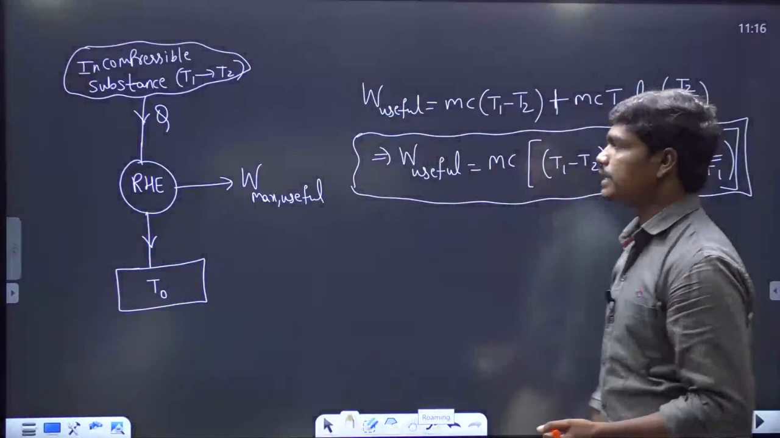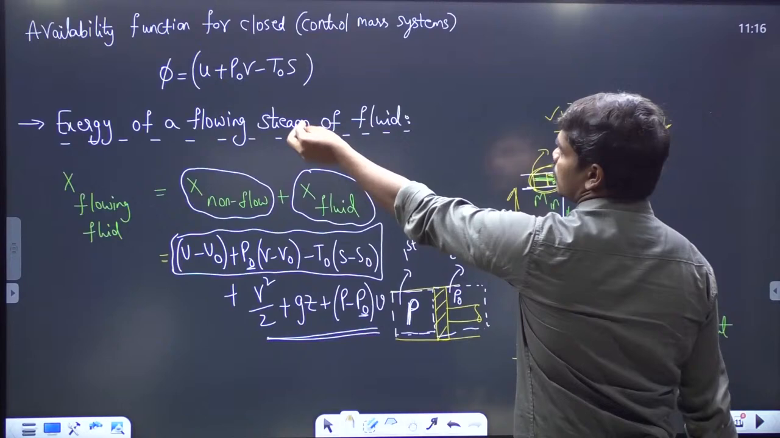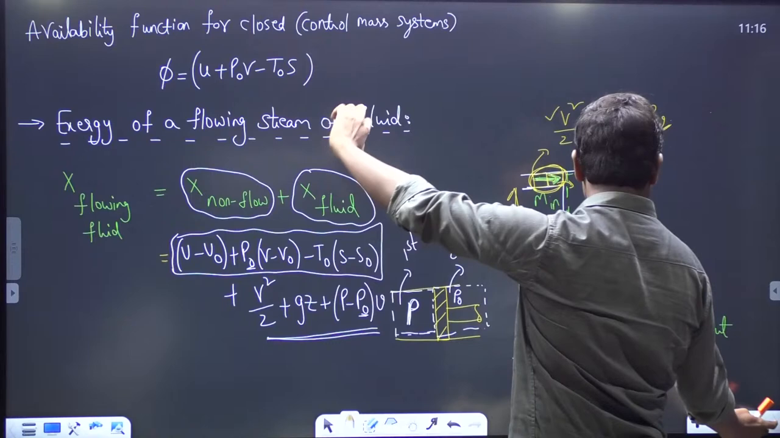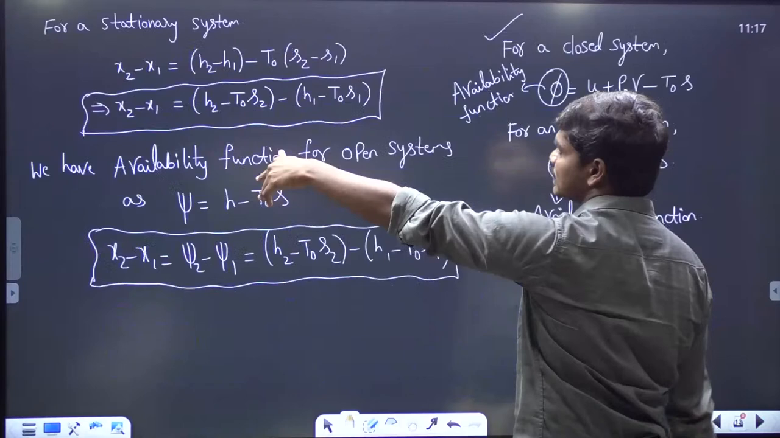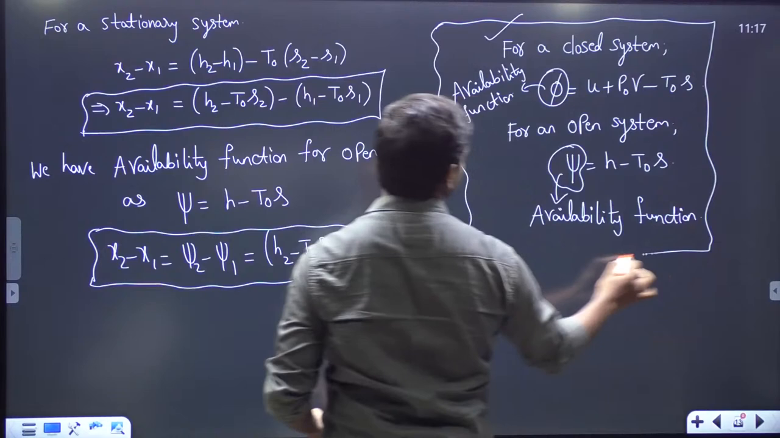So see here, we started our discussion basically at this point today. We have defined what the availability function is. Basically, this phi is equal to u plus p0 v minus t0 s, the exergy or availability function for a closed system. And we have also seen the analysis for open systems like control volume systems. And we have seen H minus T naught S is the availability function for an open system. So basically this portion is what is helpful to us from today's class.